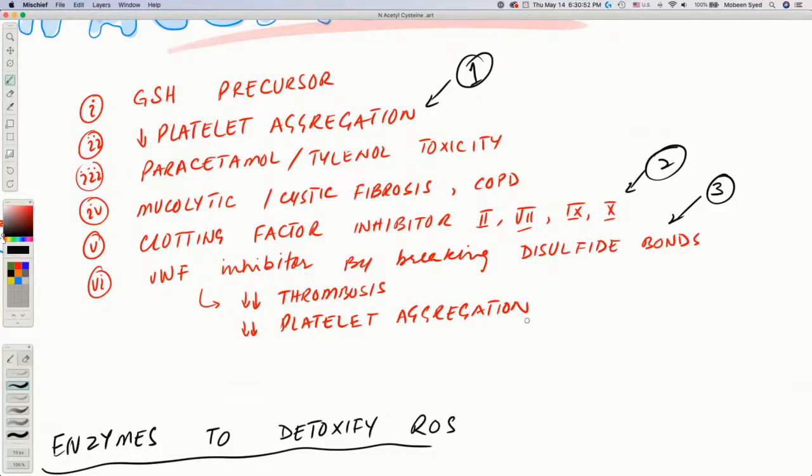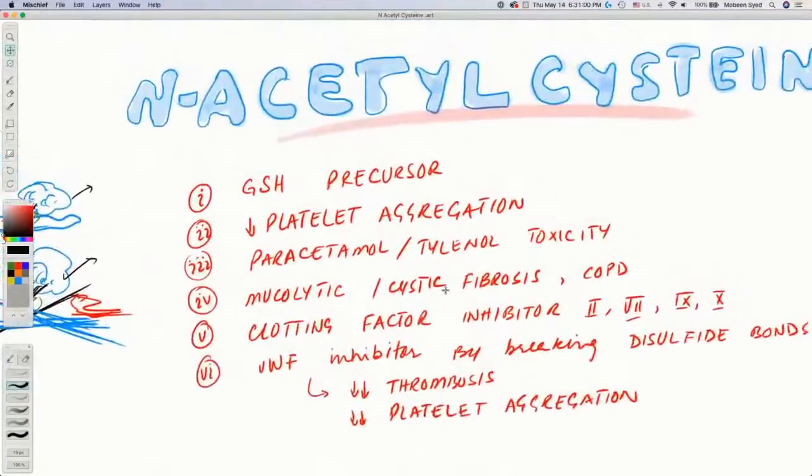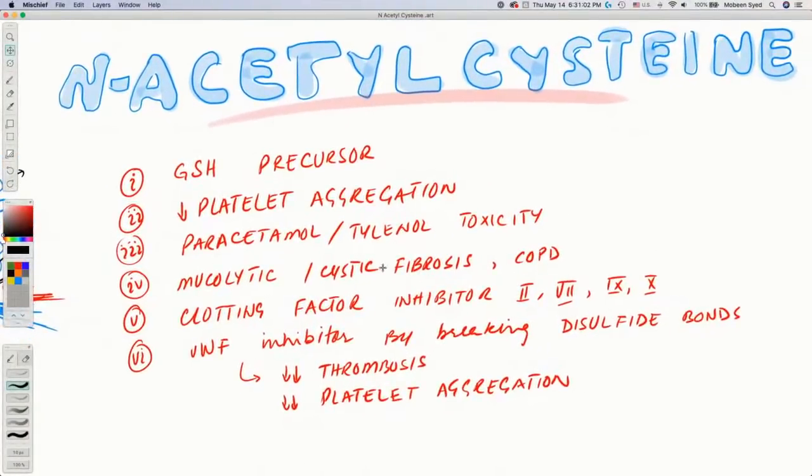So all of those are very, very important for inflammation reduction and control. So this is N-acetylcysteine's function. I hope it is clear. I hope you enjoyed that the N-acetylcysteine is such a beautiful product.